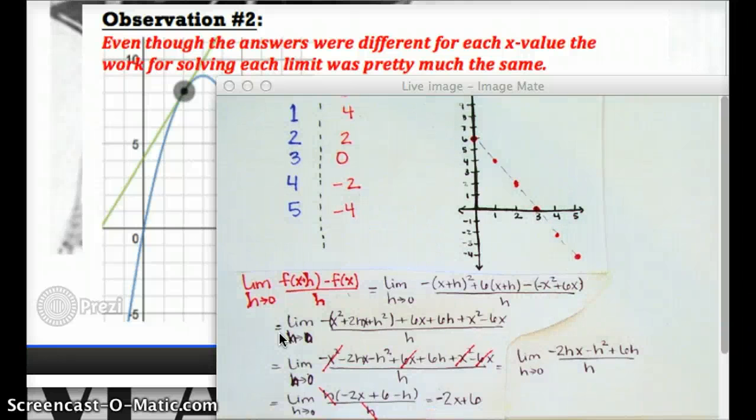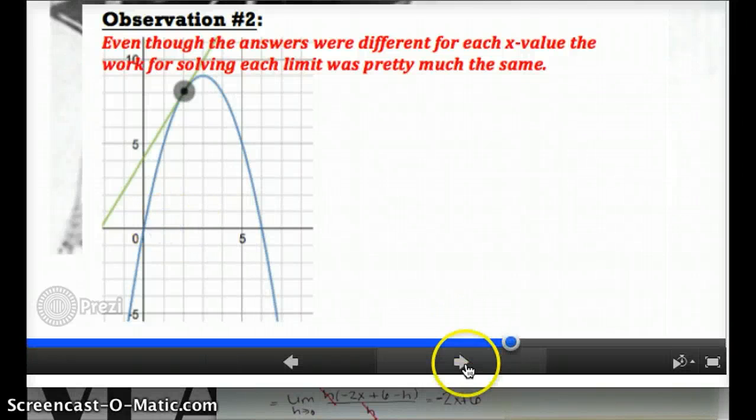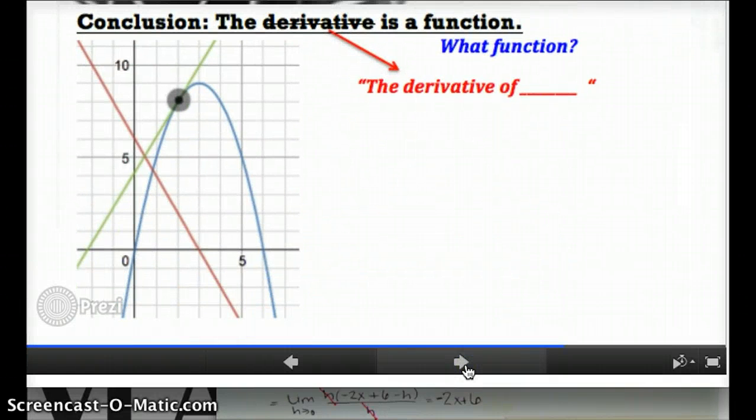Okay, so what are we concluding? Well, the conclusion is that a derivative is a function. And obviously you should be wondering, what function is it? And before we know what function it is, we have to specify that actually when you say the derivative, you're not really being clear enough.